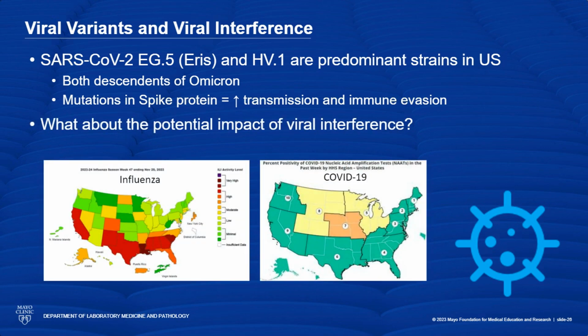I want to spend just a few minutes talking about viral interference. So these are the two graphs that I showed earlier in the presentation. The one on the left is influenza. The red states are where there's higher rates of flu. The graph on the right is COVID-19, and the area shaded in yellow and orange is where there are higher rates of COVID-19. So you'll see that there's an obvious separation of where there's high rates of COVID and where there's high rates of influenza. And is viral interference playing into that distribution?